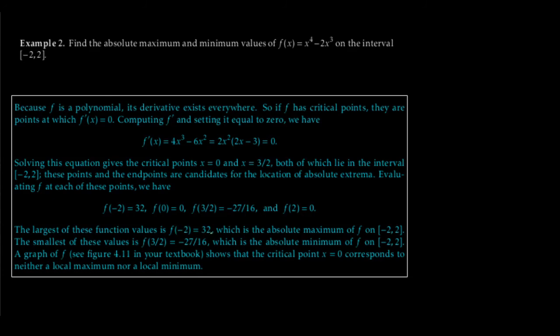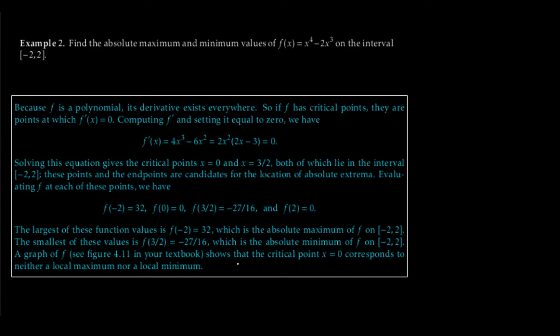This tells us that 32 is an absolute maximum value of f on the closed interval from minus 2 to 2. The smallest of these values is f of 3 over 2, which is equal to minus 27 over 16. This tells us that minus 27 over 16 is an absolute minimum of f on negative 2 to 2. If you look at a graph of this function, you can see that the critical point x equals 0 corresponds to neither a local maximum nor a local minimum.